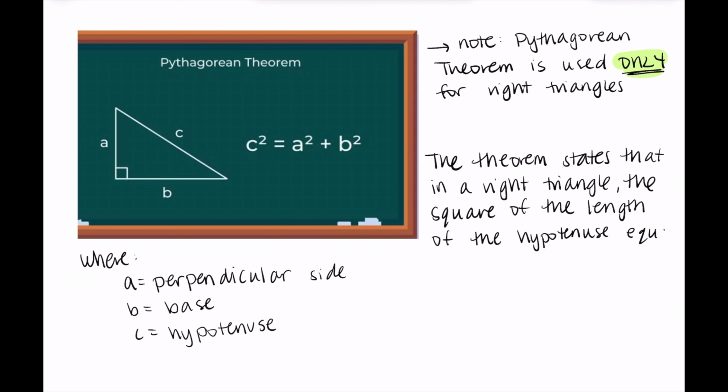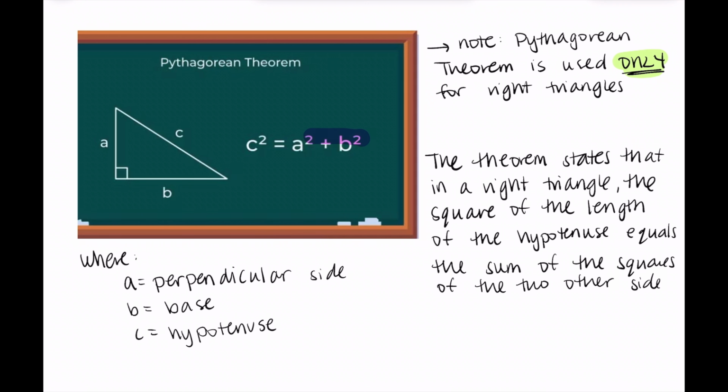So in other words, a squared plus b squared, right? The sum of the squares of the other two sides, that would equal c squared, which is the squared length of the hypotenuse. So now that we've gone over what it looks like visually, what all the terms represent, the fact that it's used only for right triangles, and what the theorem states, now we can get into a few practice problems just to really solidify this.